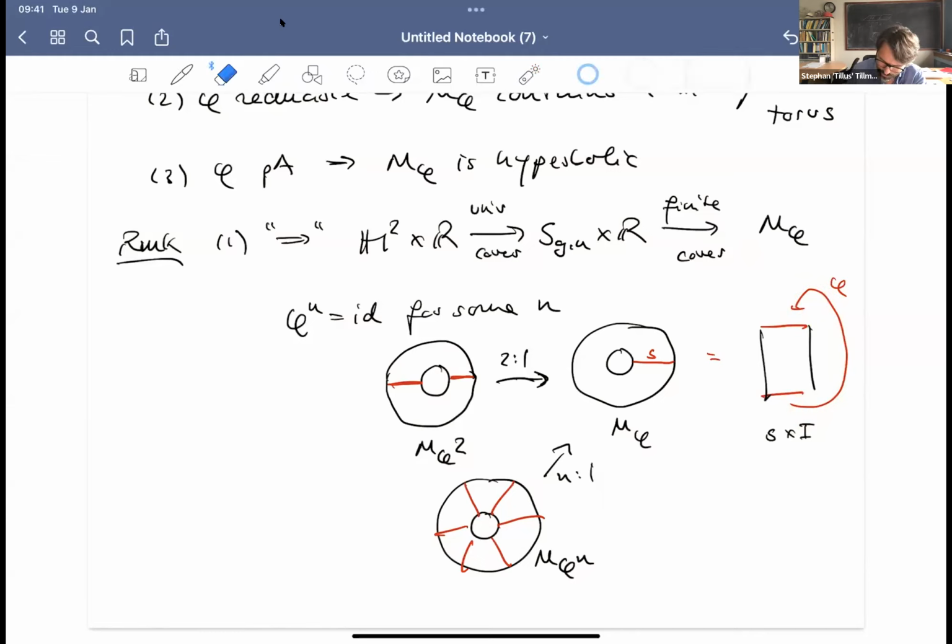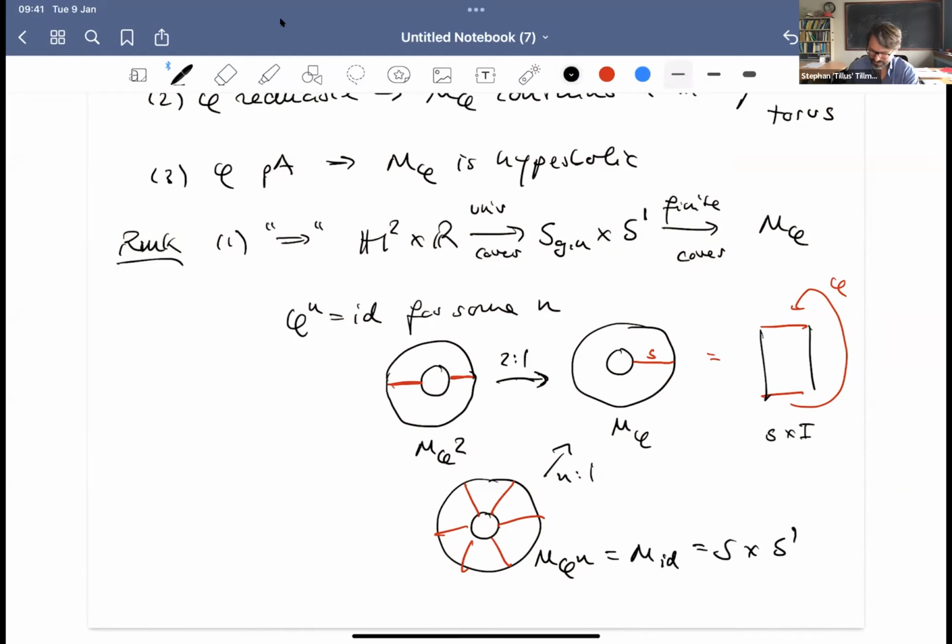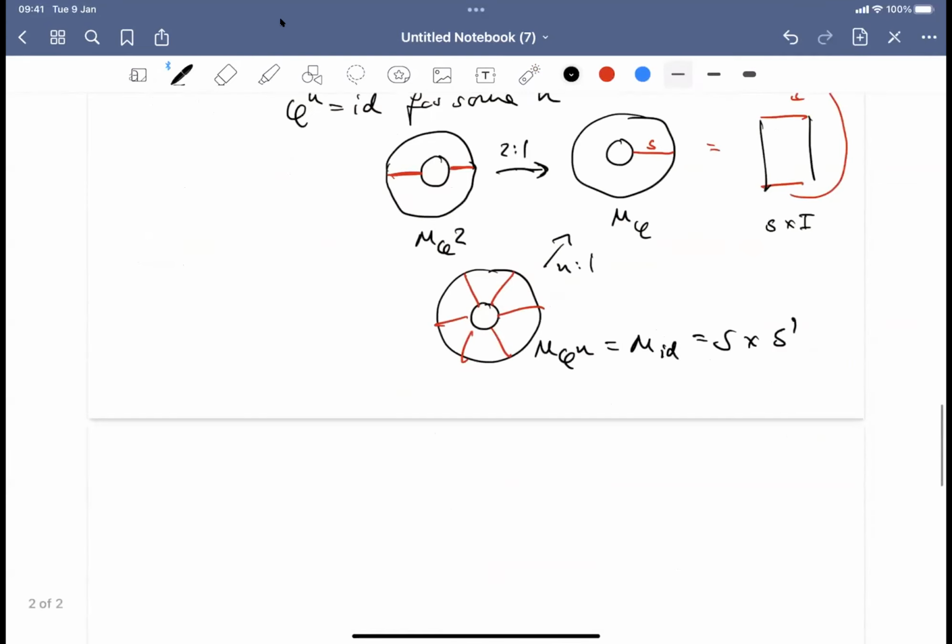Oh, sorry, so now I know what you're referring to. Why is this a finite cover? Yes, it's not, because I haven't written the circle here, but thank you. So now everything's happy. This is M for the identity, and this is really S times S1. Very good, thanks for that. I shouldn't have written that; I should have written S1 here. Thanks a lot.